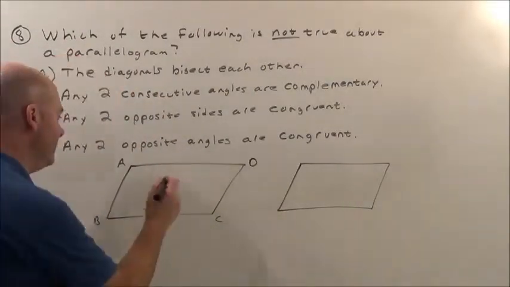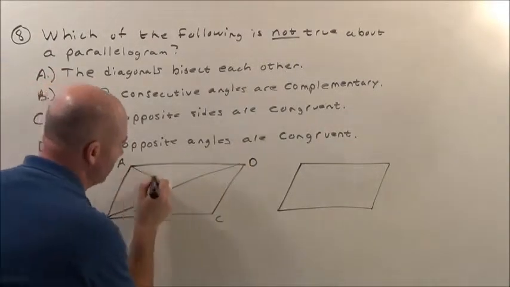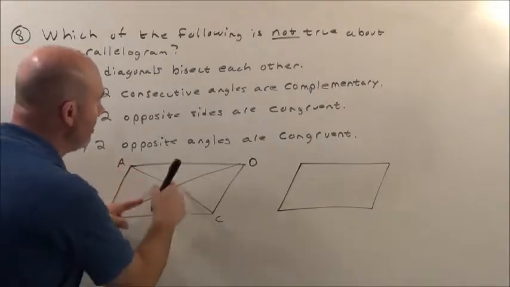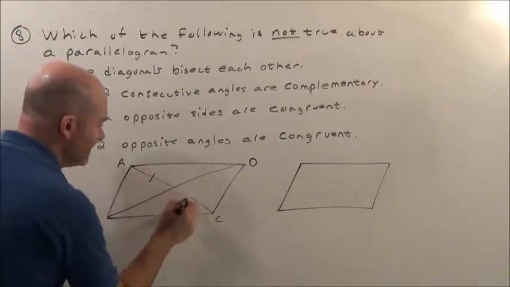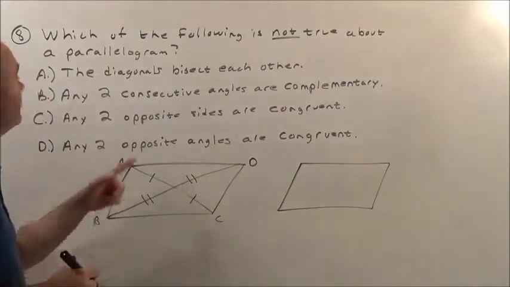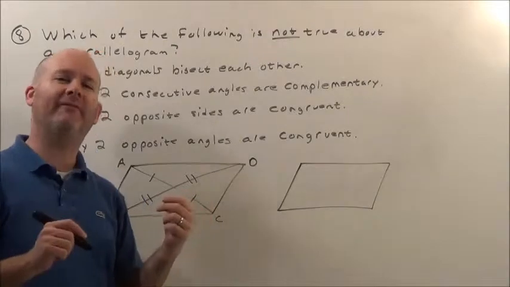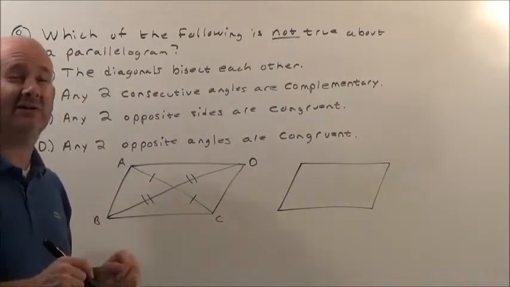Now the diagonals means if I take this guy and I draw from corner to corner and corner to corner, they cut one another such that this and that are equal, and that are equal. And is that true about a parallelogram? And the answer is yes. That is one of the facts. The diagonals will bisect one another.